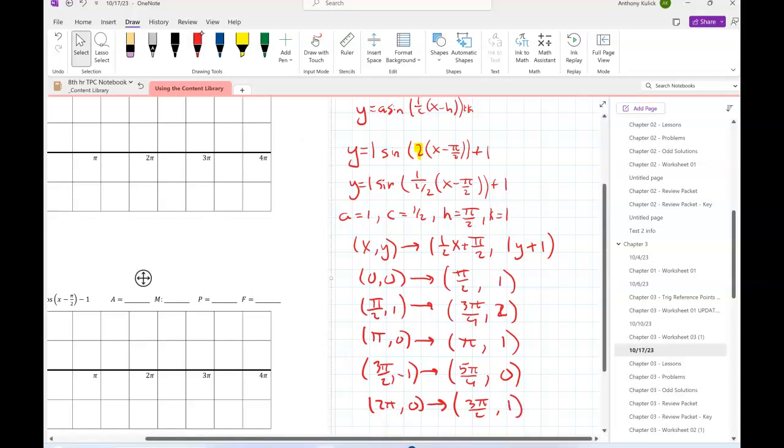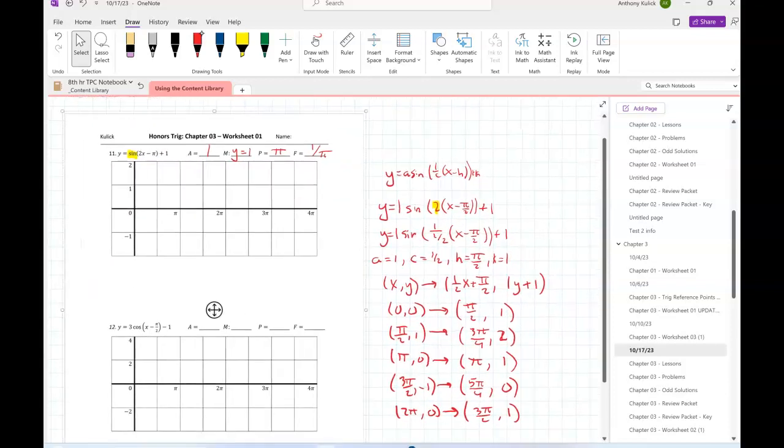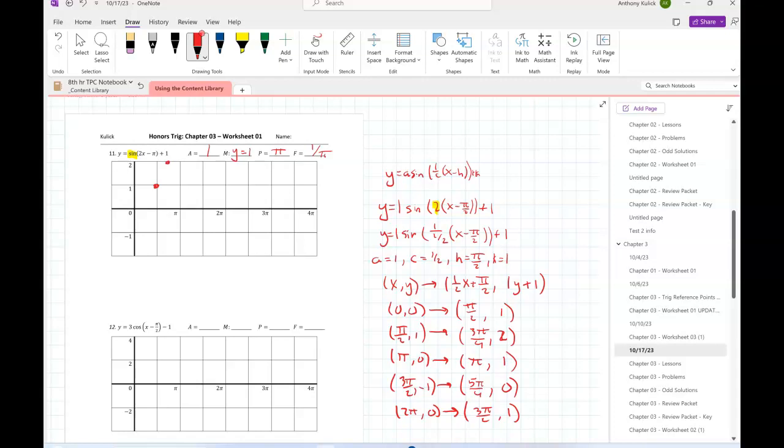So now I'm going to go ahead and plot those points. So pi over 2, 1 would be there. 3 pi over 4, well, that's going to be halfway between 1 and a half, right? So that would be there. And then we have pi, 1. 5 pi over 4, that's going to be in between 1 and a half. So that would be there. And then 3 pi over 2, 0, or I'm sorry, 1.